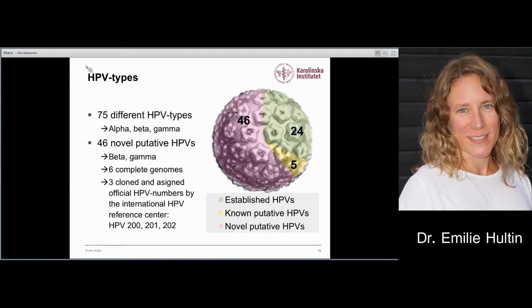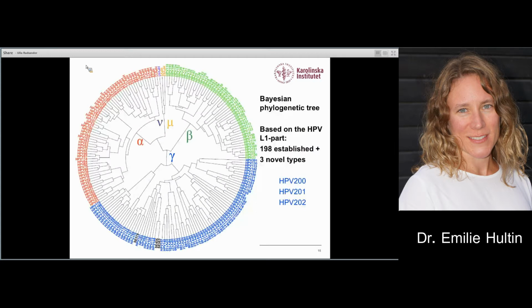So in this picture, we see a Bayesian phylogenetic tree of all the established HPV types and how they are distributed in the different genera, which is shown here in different colors. And the 3 novel types that were detected are shown here in black in this tree. And you see that they all cluster together with the gamma types.